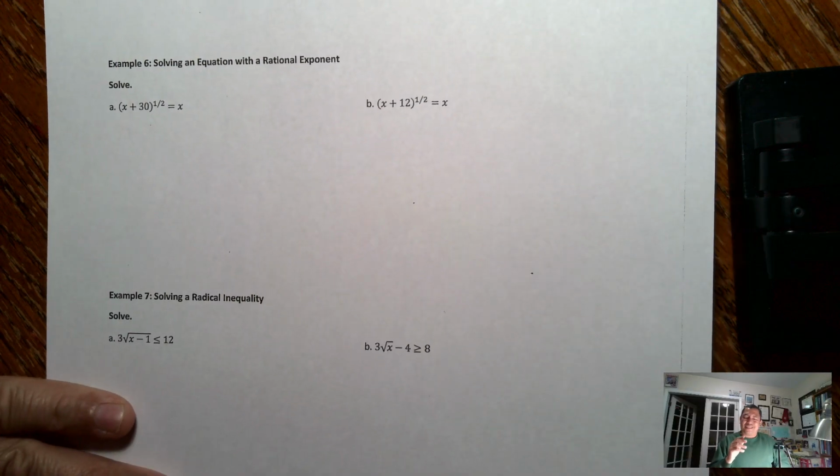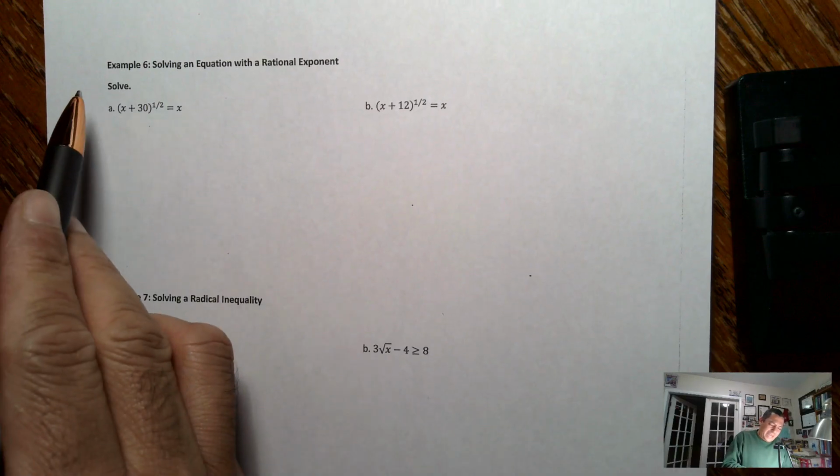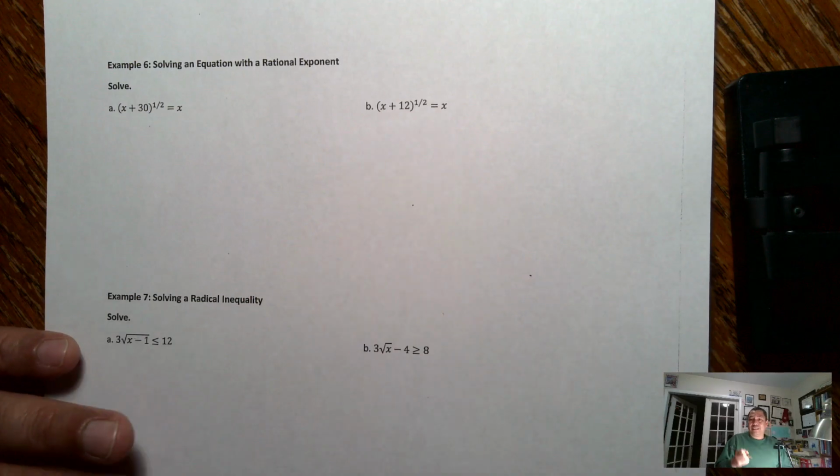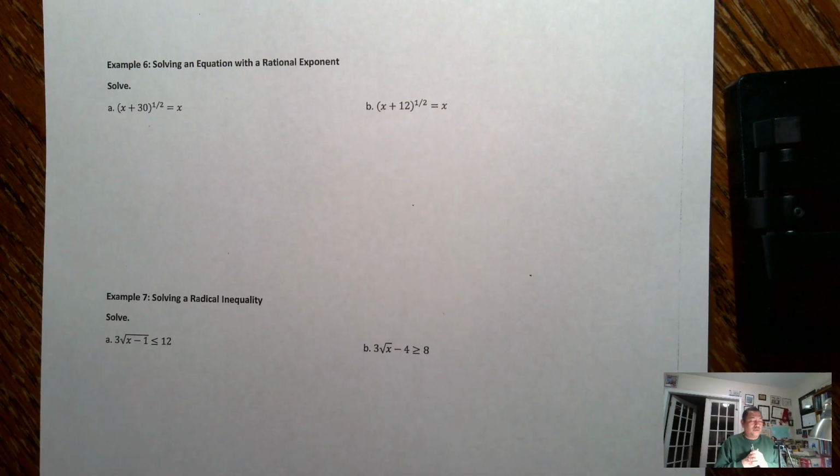Example number 6, I have two examples, A and B. I have an equals to x in both sides, and this is the indication that we're going to have to try the solution and look for extraneous solutions. Okay, that's when we're going to be doing extraneous solutions.